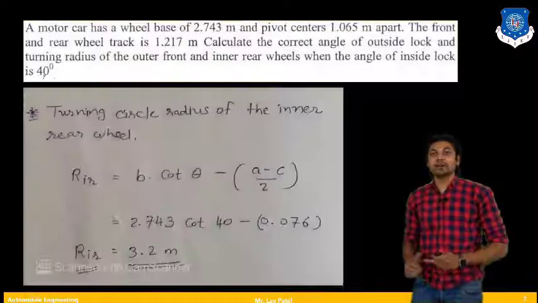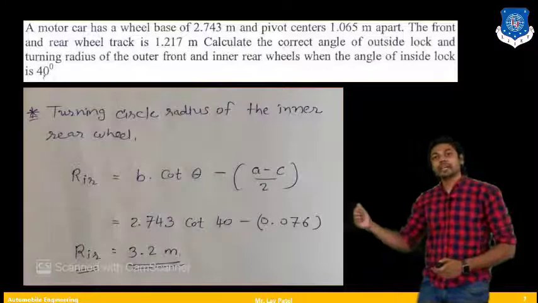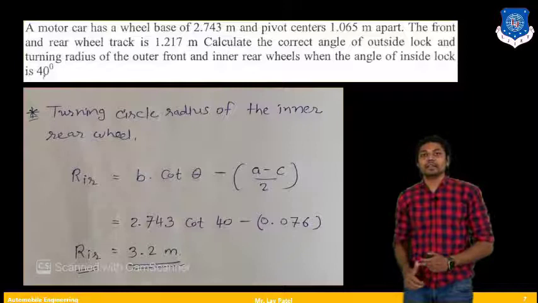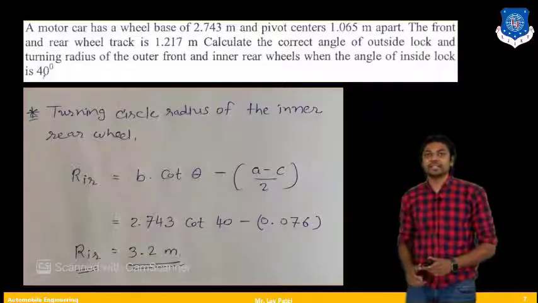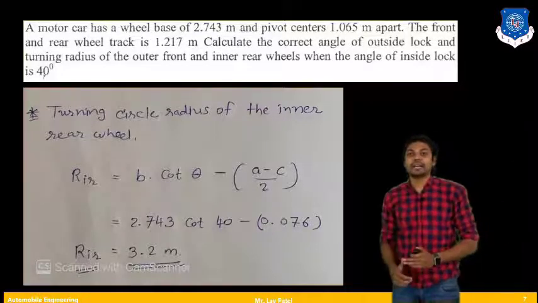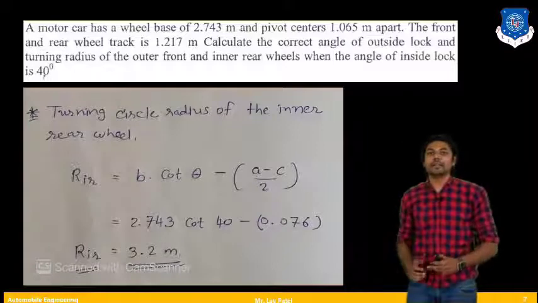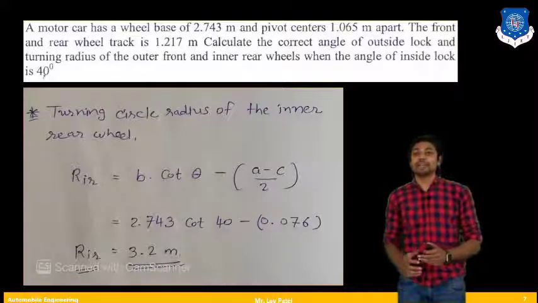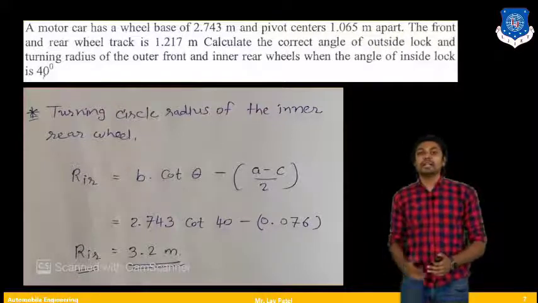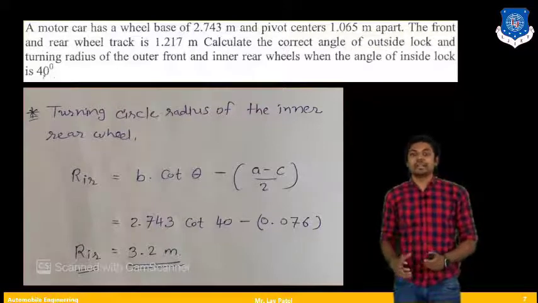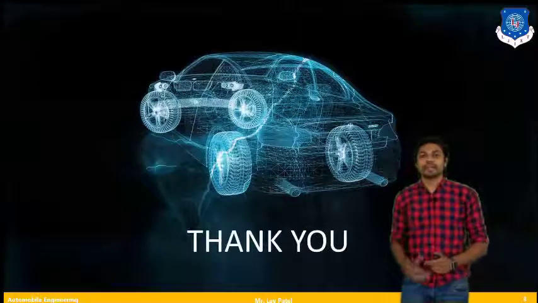Moving further, for the inner rear wheel this equation applies: R_IR, the inner rear wheel radius, is equal to b cot theta minus (a minus c) / 2. After putting in the values, we get R_IR, the radius of the inner rear wheel, as 3.2 meters. So with these types of numericals we get the turning radius for the inner and outer wheels, and we can also find the phi angle. This is one type of numerical that can be asked from the steering chapter in vehicle dynamics. That is all for today. Thank you.